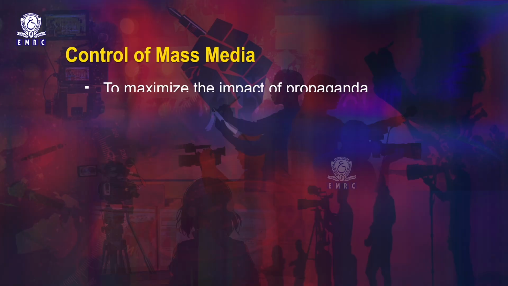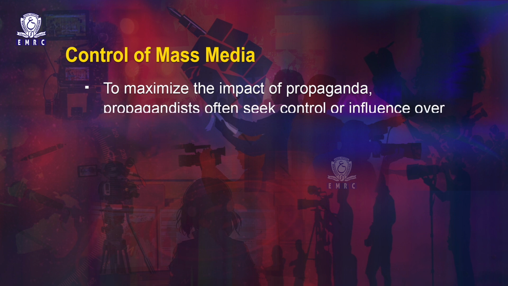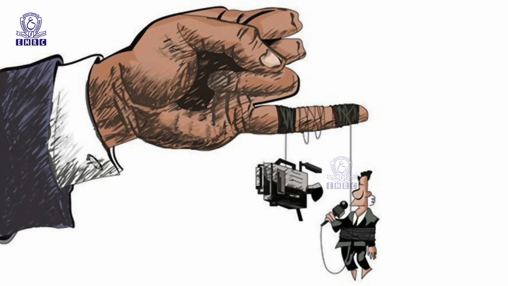Control of mass media. To maximize the impact of propaganda, propagandists often seek control or influence over mass media channels. This can include government-controlled media, censorship or manipulation of privately owned media outlets. By controlling the dissemination of information, propagandists can ensure that their messages are widespread and consistent.